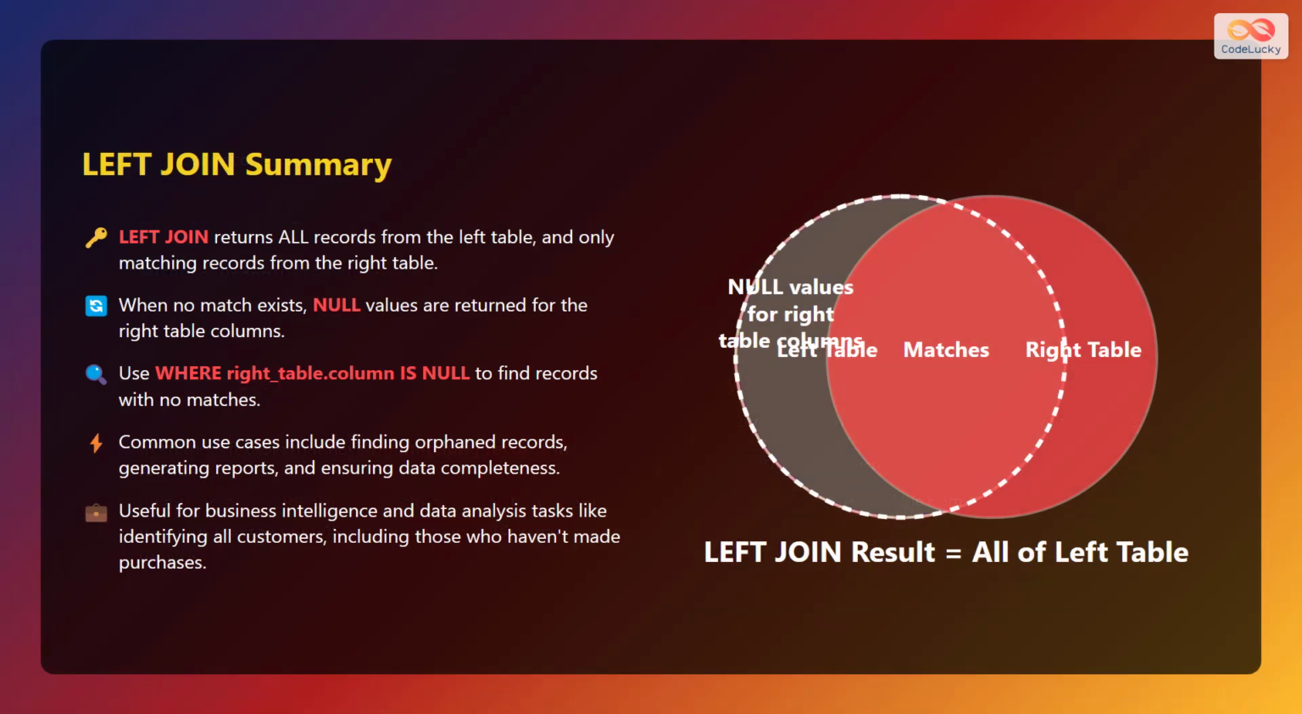In summary, a left join returns all records from the left table and only matching records from the right table. When no match exists, null values are returned for the right table columns. You can use where right table.column is null to find records with no matches. Common use cases include finding orphaned records, generating reports, and ensuring data completeness. It's also useful for business intelligence and data analysis tasks like identifying all customers, including those who haven't made purchases.